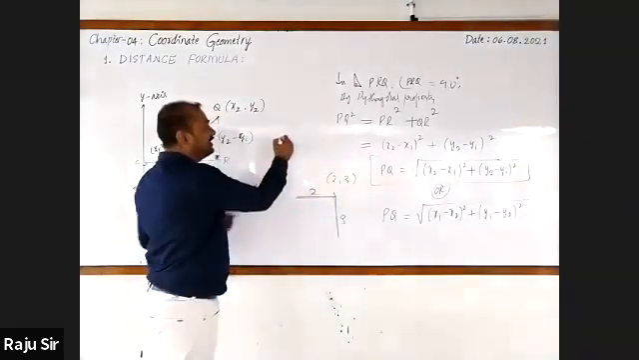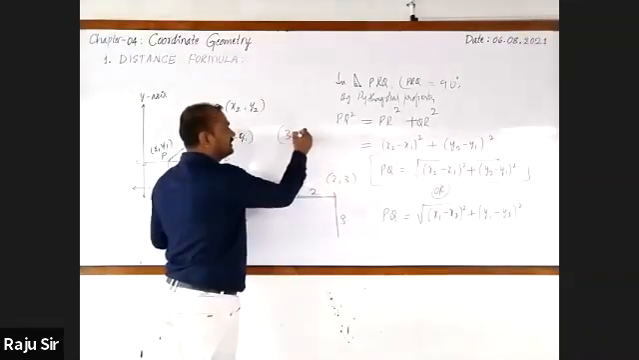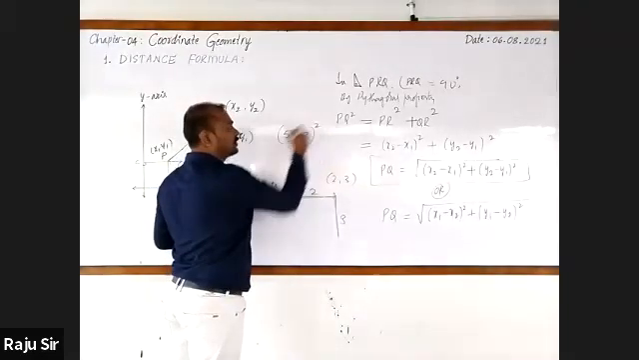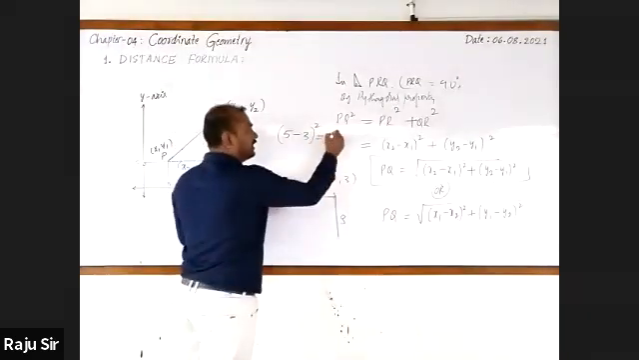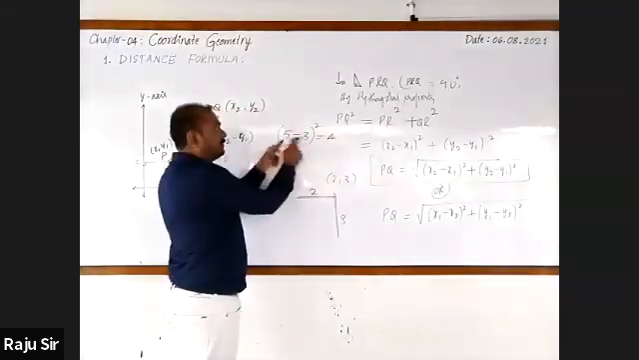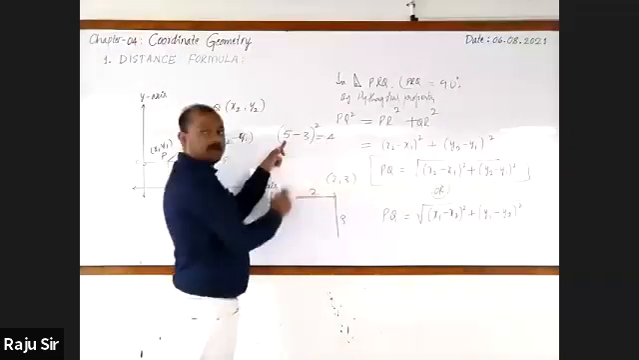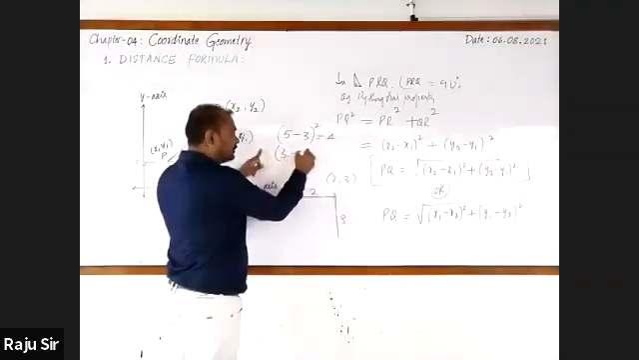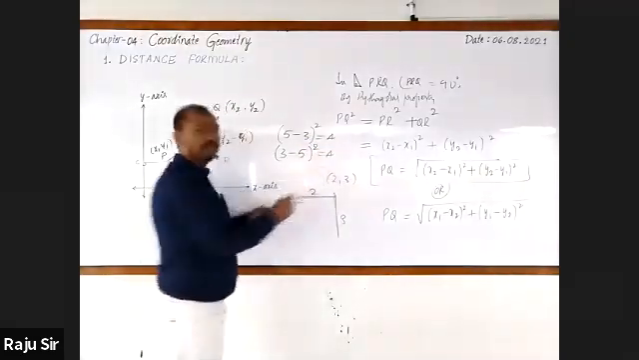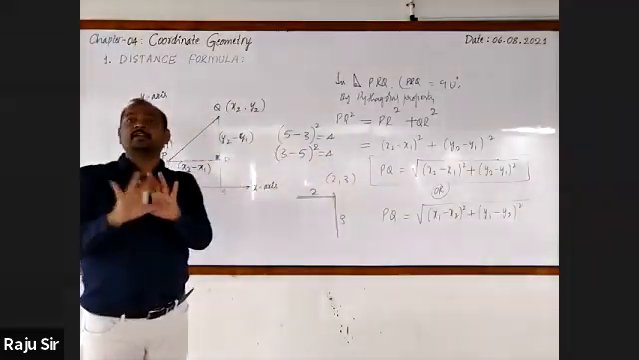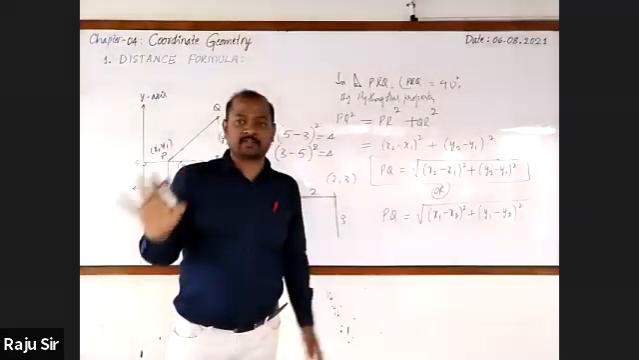Okay, look at this. What is 5 minus 3 whole square? What is its value? It is 4. 5 minus 3 is 2, and 2 square is 4. What is 3 minus 5 whole square? It is also 4. Minus 2 whole square is 4. The sign does not affect it.